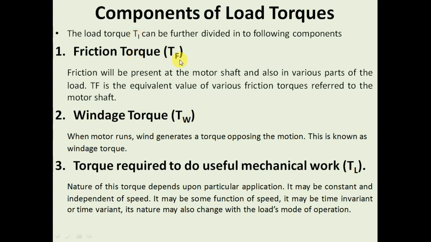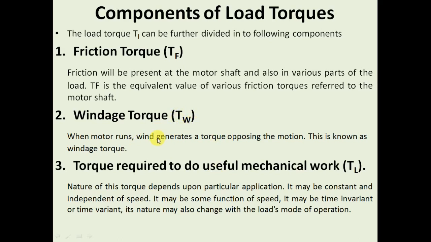Regarding friction torque, you are very well aware of this. Friction exists in all mechanical parts of a system. In this case, friction will be present at the motor shaft and also at various parts of the mechanical load. This is usually indicated as capital T suffix capital F. Next is windage torque. Whenever the motor is running, wind will be generated surrounding the motor, and this wind will be opposing the torque which is produced by the motor. That is usually indicated as capital T suffix capital W.